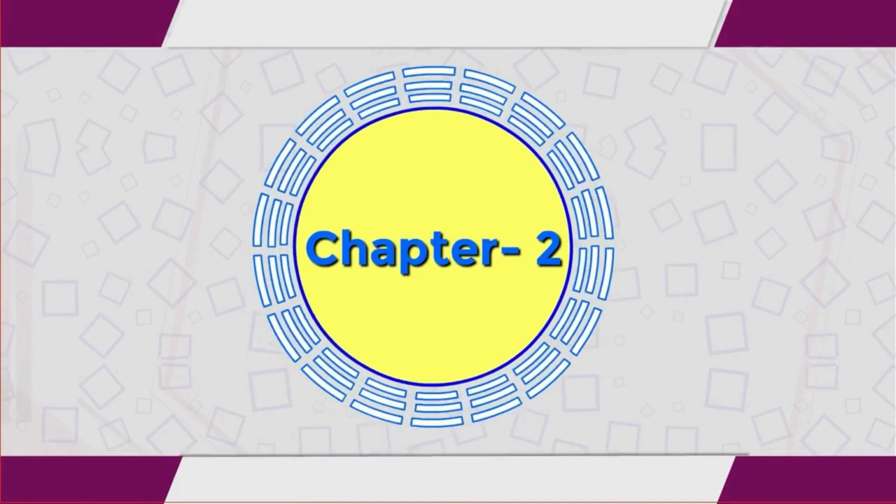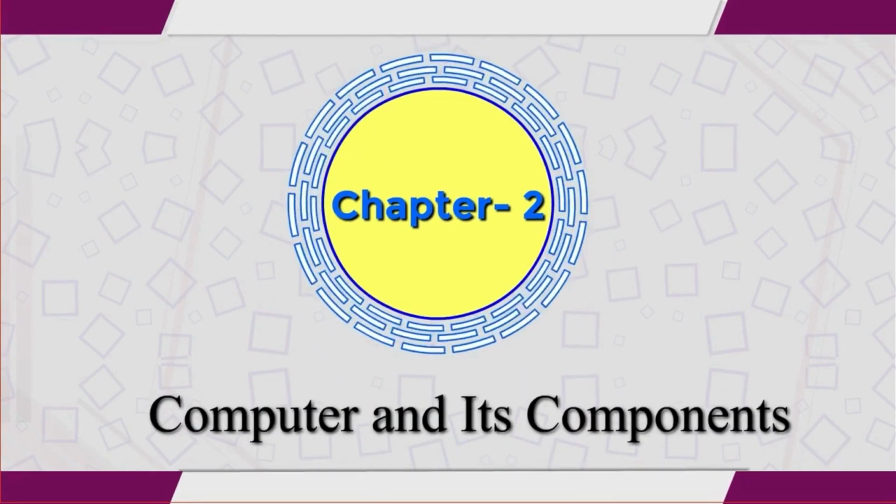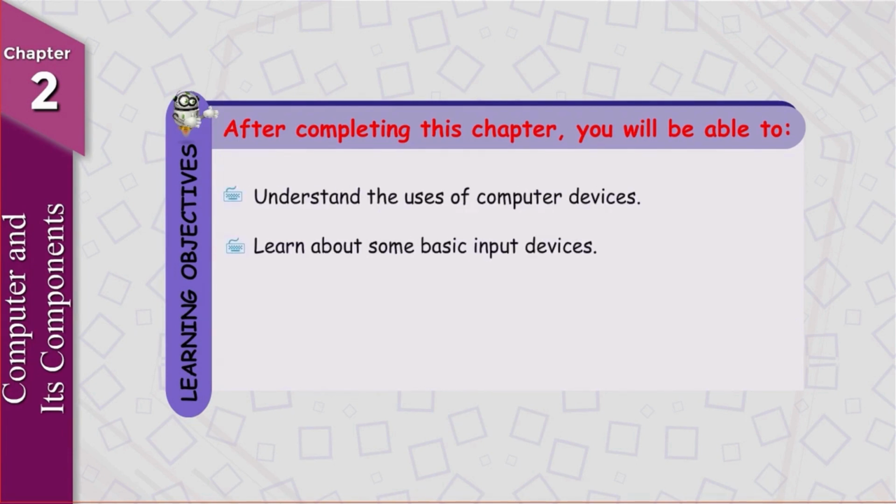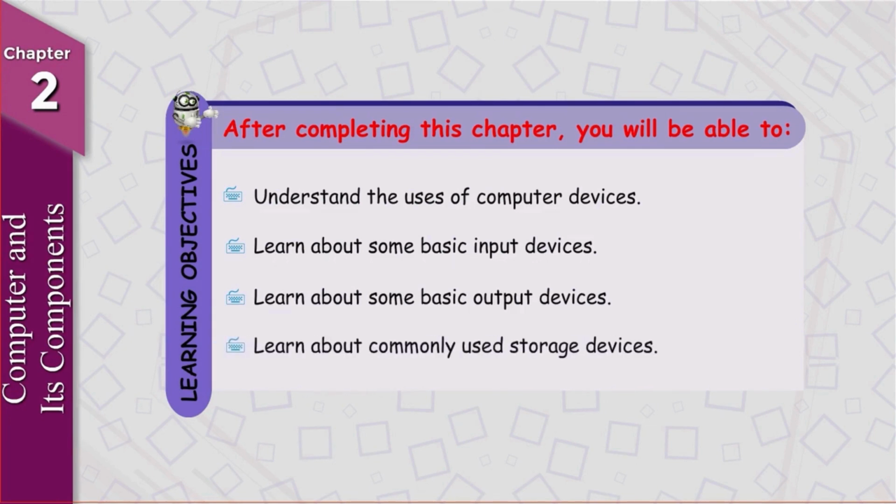Chapter 2. Computer and its components. Learning objectives. After completing this chapter, you will be able to understand the uses of computer devices, learn about some basic input devices, learn about some basic output devices, learn about commonly used storage devices.